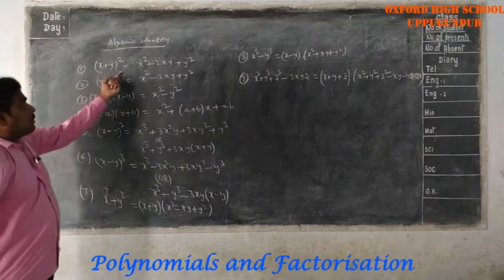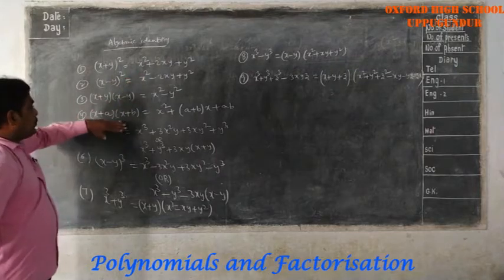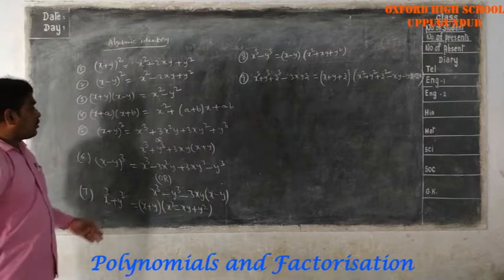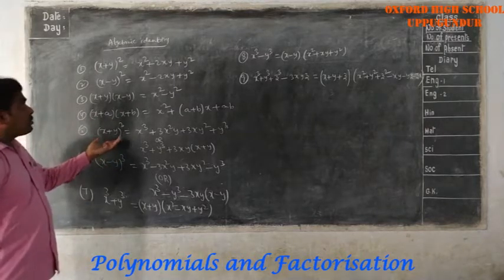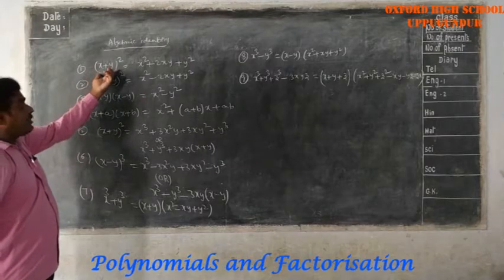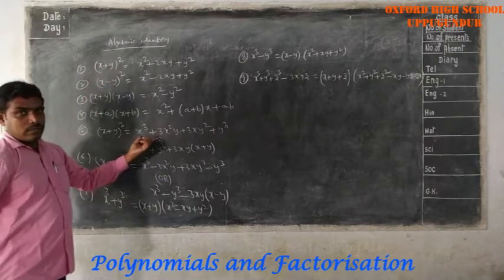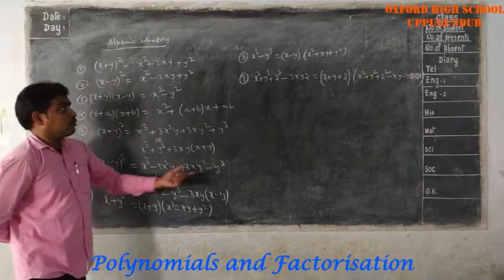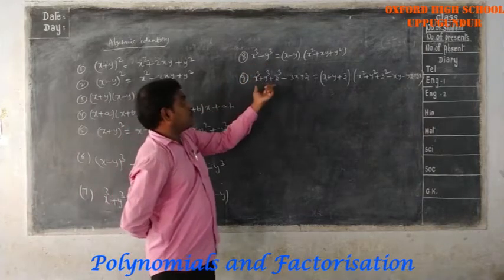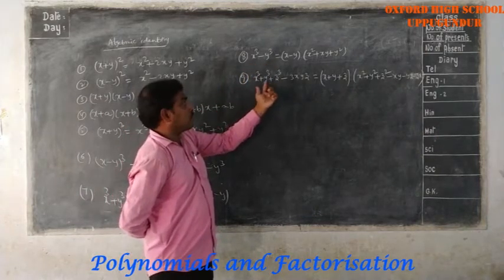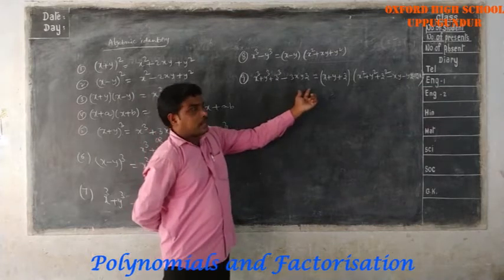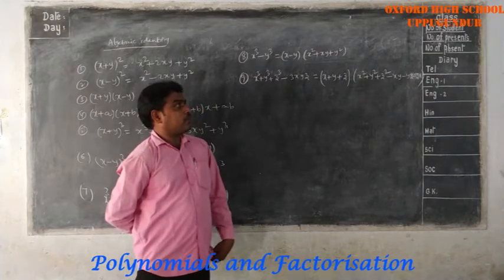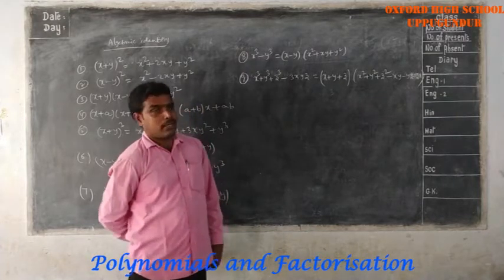So (x plus y) whole square, up to here you know all these formulas from 8th class. Now (x plus y) whole cube means you have to multiply (x plus y) whole square with (x plus y). You will get this one, (x plus y) whole cube. Next (x minus y) whole cube, x cube plus y cube, x cube minus y cube. Next one, x cube plus y cube plus z cube minus 3xyz equals (x plus y plus z) into (x square plus y square plus z square minus xy minus yz minus zx).